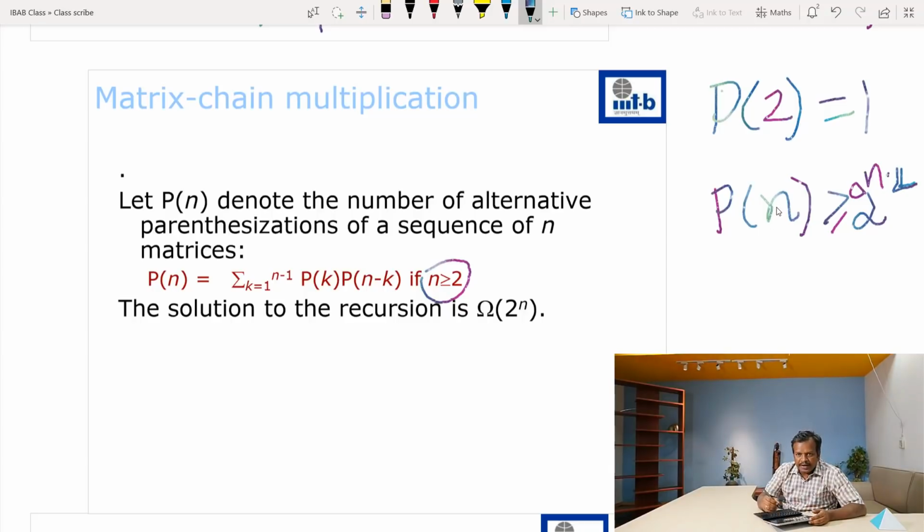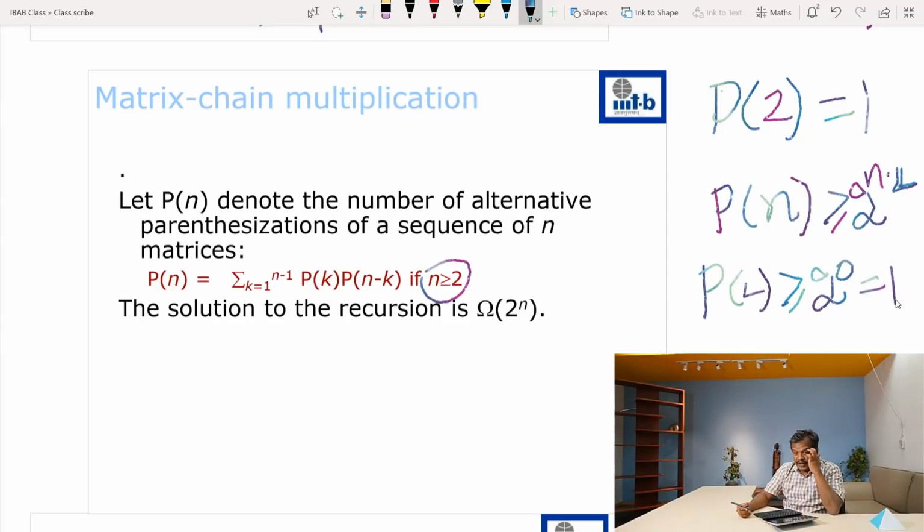So if I plug in the value n equal to 2, then what I get is that P of 2 is, by this equation, greater than or equal to 2 to the power 2 minus 2, which is 2 to the power 0, which is 1. So the equation is true for the base case. For n equal to 2, the total number of ways of multiplying the matrices is 1, which is true. So now let us come back to the general P of n.